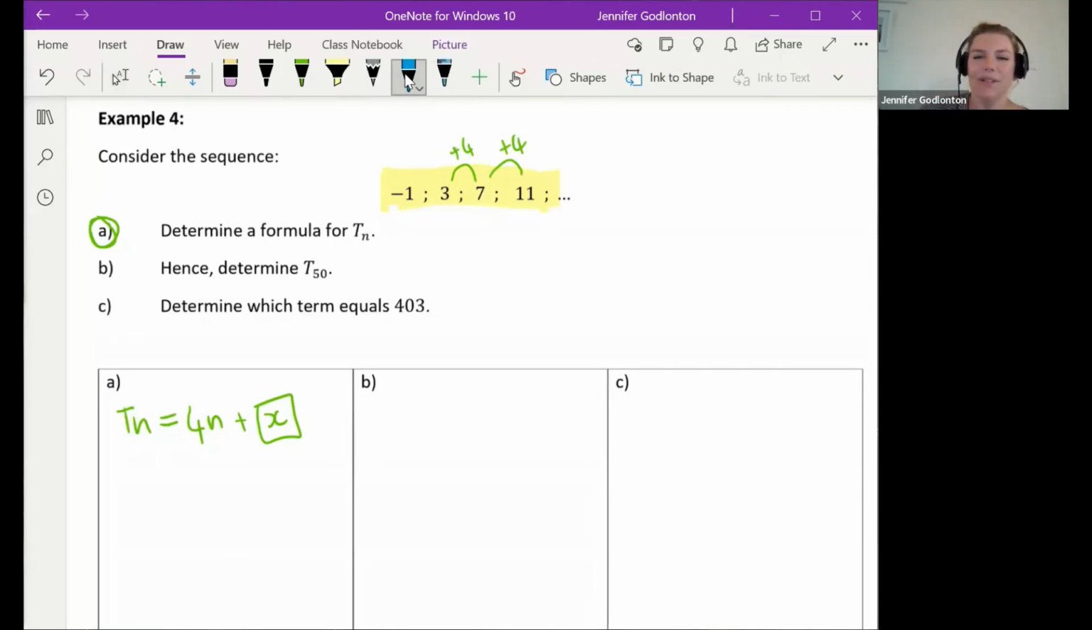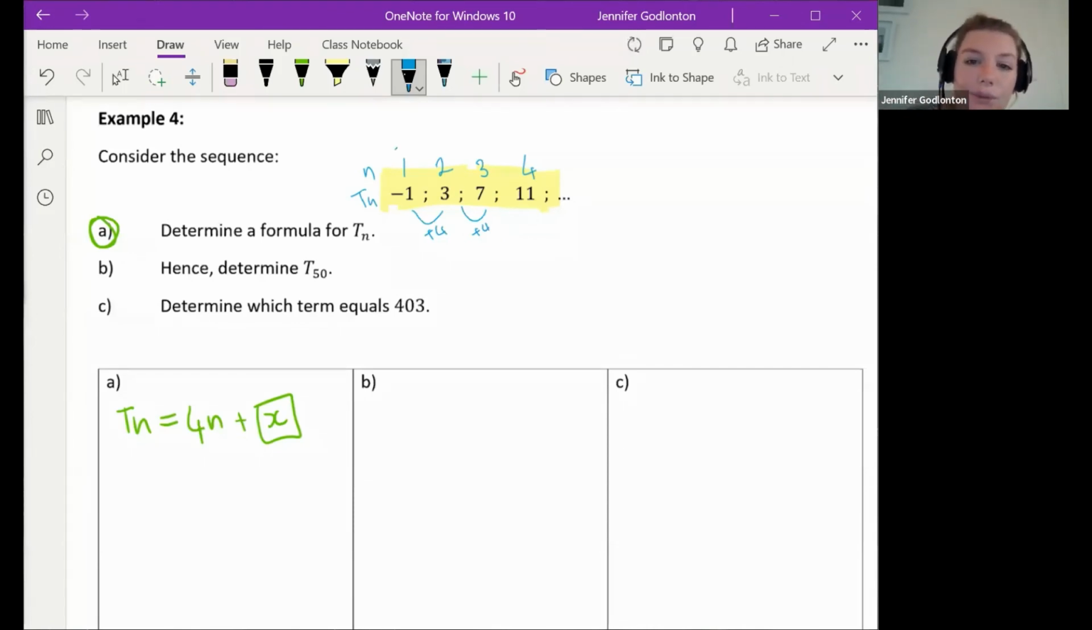So let's go through this. We're adding 4 each time. This is position 1, position 2, position 3, position 4. We think of this as n and Tn. So we already know that Tn is equal to 4n. That's our first step. Then we need to figure out what we are going to add or subtract.